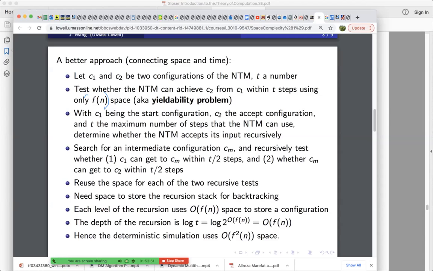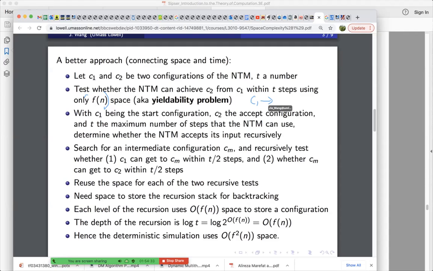Okay, as follows. So we search for an intermediate configuration, CM. So when we say search for, we can simply guess one, right? We can guess one, or we can search for, and recursively test whether C1 can go to CM within T over 2 steps, and whether CM can go to C2 within T over 2 steps, right? So that breaks it into 2 halves.